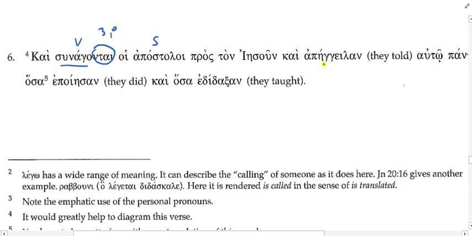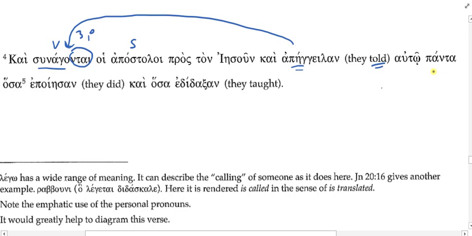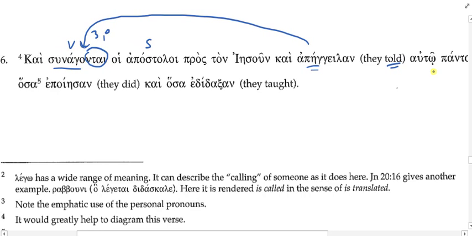Kai. And then I have apengeilan. Now notice he's translated this as past because this is a past tense verb form. And that is going to now color that present tense form and probably make us want to translate it past. So the apostles were gathered to Jesus and they told autō, him, dative singular, right? They told him or told to him. Panta, what's that? All things.